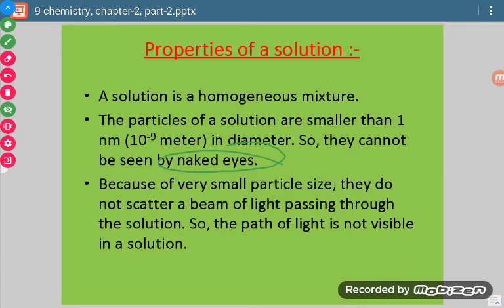Just like when we dissolve 1 spoon of salt in water, then what happens? Salt dissolves and we cannot see the particles of salt. Okay, now one more effect is there, that is called Tyndall effect. It is named after the scientist, and this effect is termed as Tyndall effect.